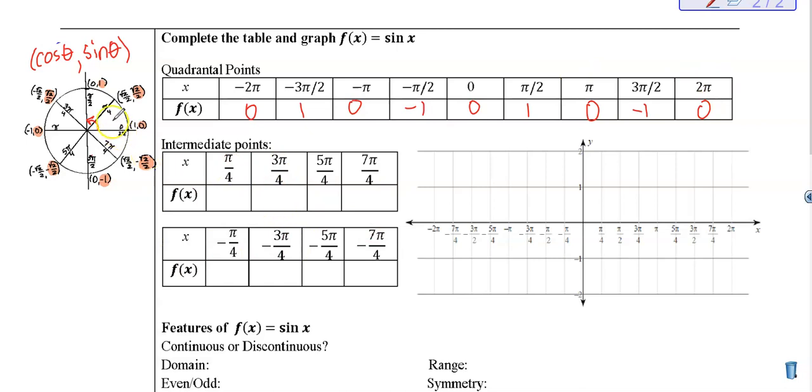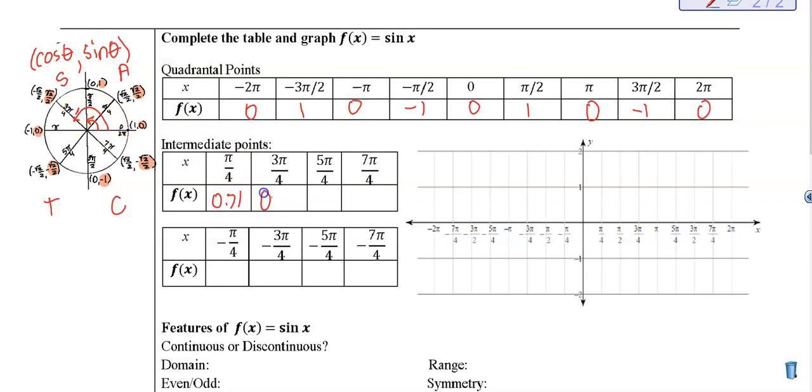Shall we go? So pi over 4, by the way, remember, everybody's positive in quadrant 1. Sine is positive in quadrant 2. Sine is not positive in quadrant 3. And sine is not positive in quadrant 4. Okay? Think about that. Sine is positive in quadrants 1 and 2. All right, so in quadrant 1, the sine of pi over 4 is 0.71.